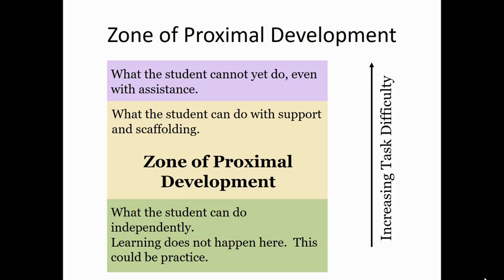Skills and concepts that the student already knows and can do independently do not increase learning. This is just practice. Skills and concepts that the students cannot yet perform, even with assistance, are frustrational. Optimal learning happens when instruction is just out of reach of the student: skills and concepts that they have not yet mastered, but that they can do with support and scaffolding.